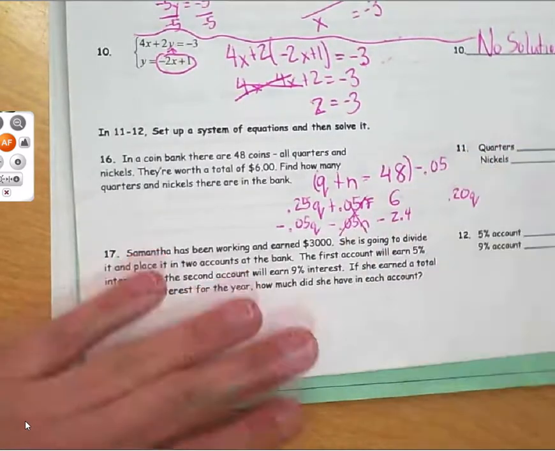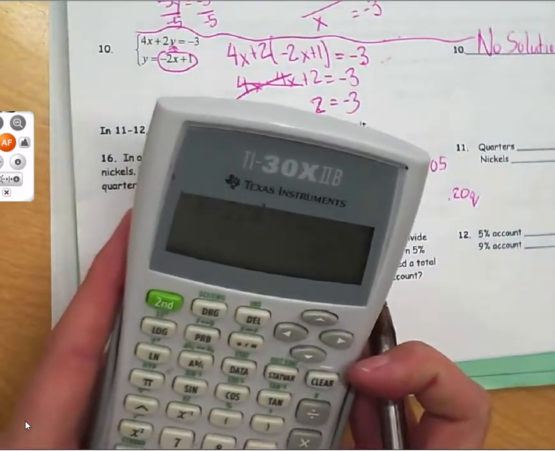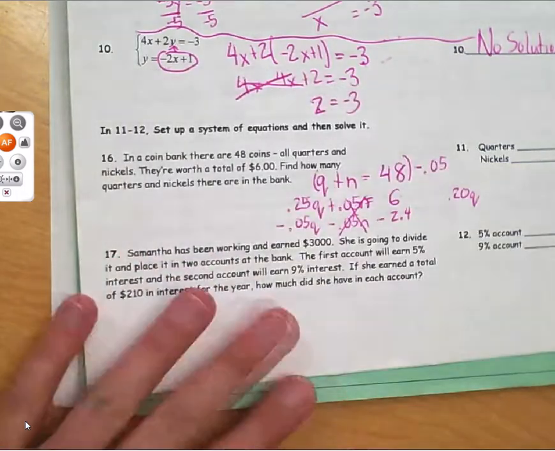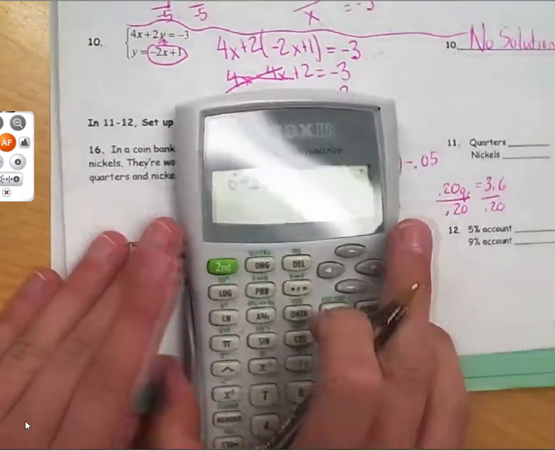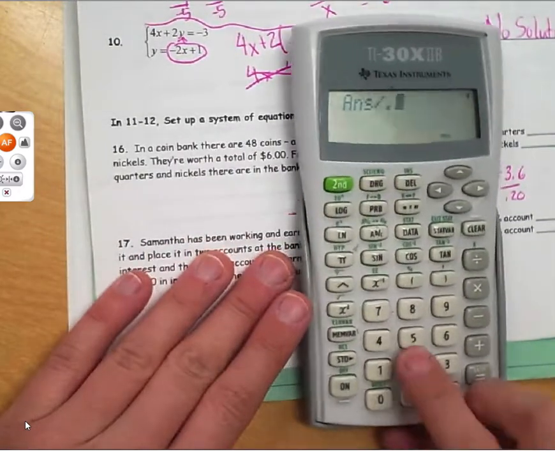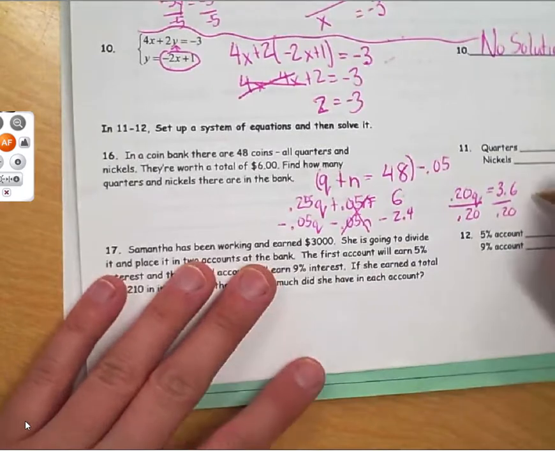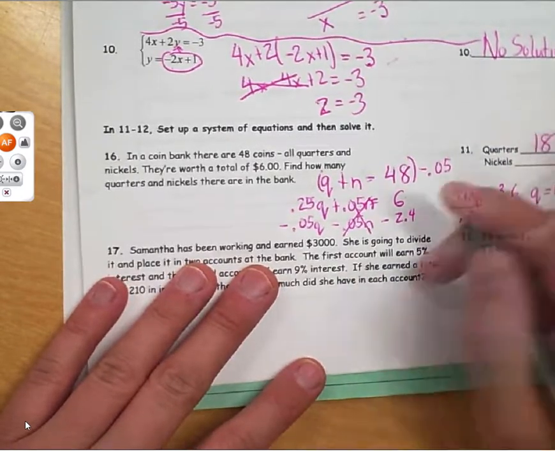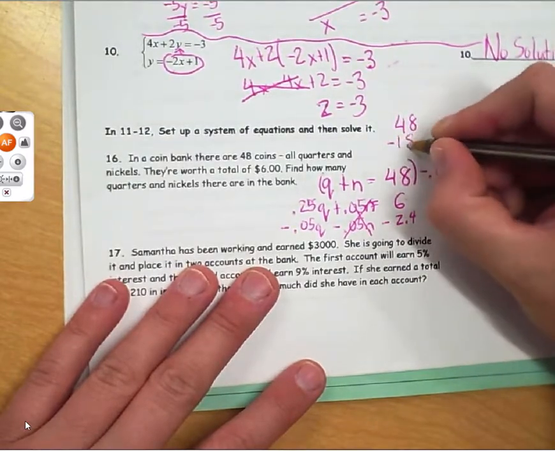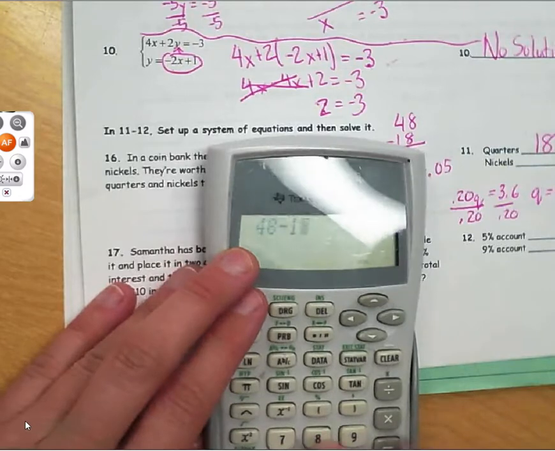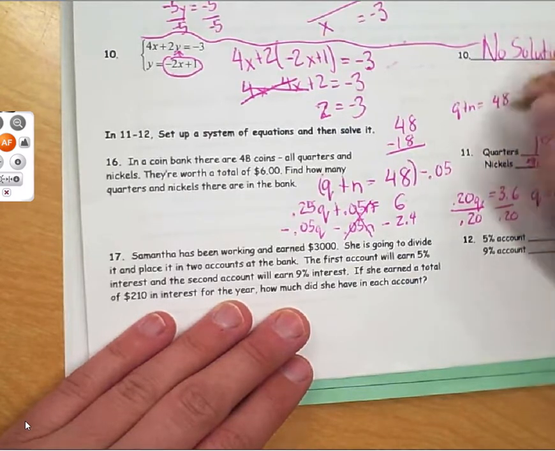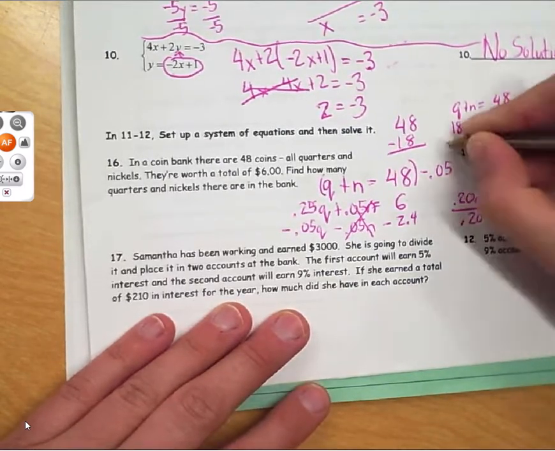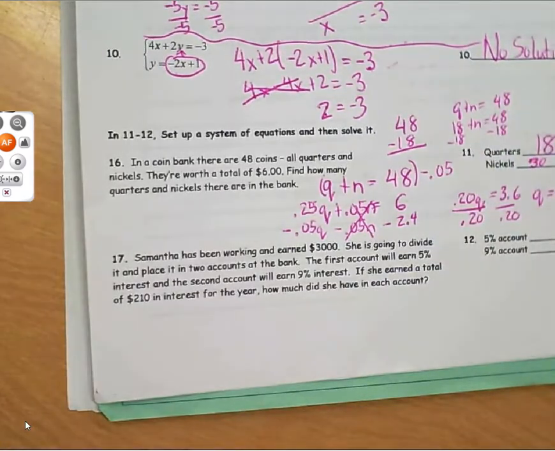Those are gone. 6 minus 2.4 is 3.6. Divide by the 0.20. And I get 18. So if quarters is 18, and there's 48 total coins, 48 minus 18, there are 30 nickels. So that would be the Q plus N equals 48. Plug in the 18 for the Q, minus the 18. I did that kind of in my head, so I wanted to show you where I got it.